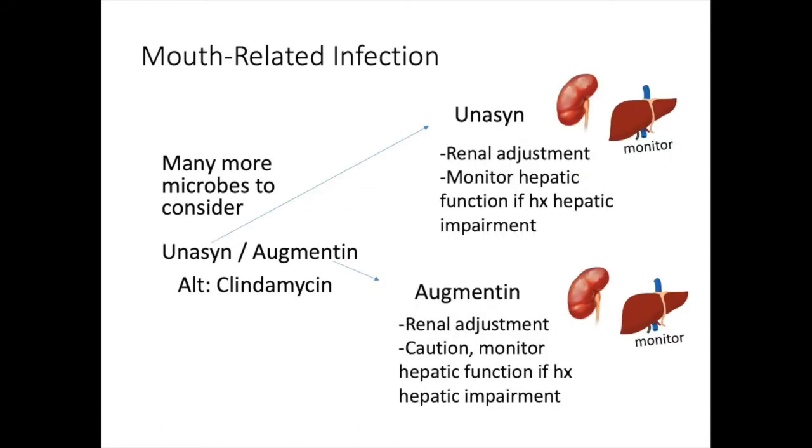Are there any adjustments that need to be made due to renal or hepatic impairment? We do want to take a look at renal and hepatic function. So there are renal adjustments that need to be made for both of those. And then for the hepatic adjustments, the recommendation is to monitor hepatic function, particularly if you're going to be using this for a while or if the patient already has hepatic impairment.